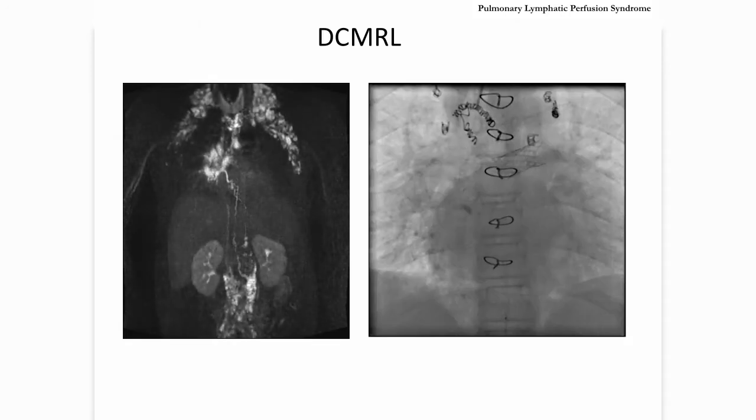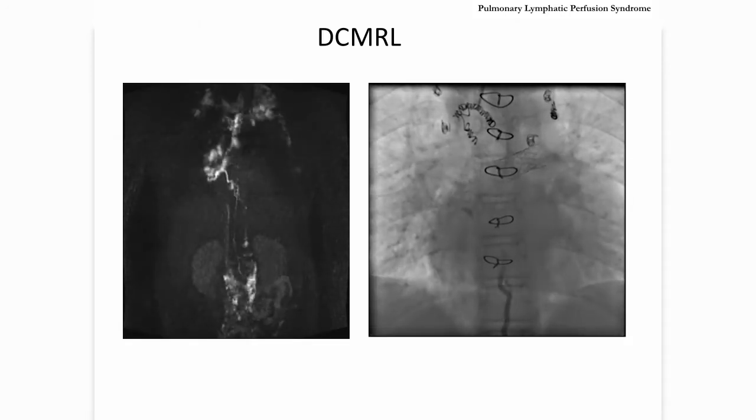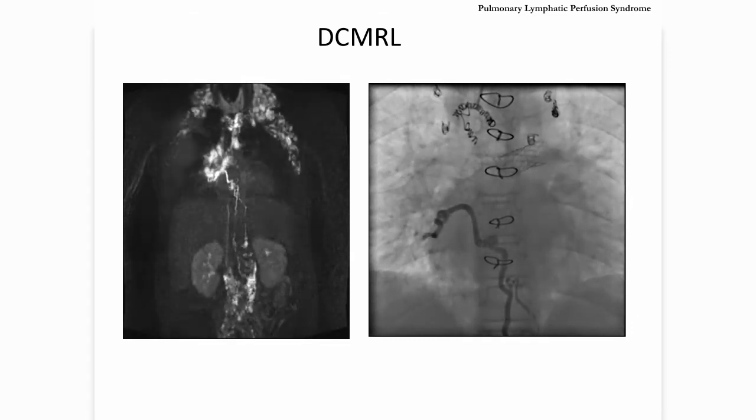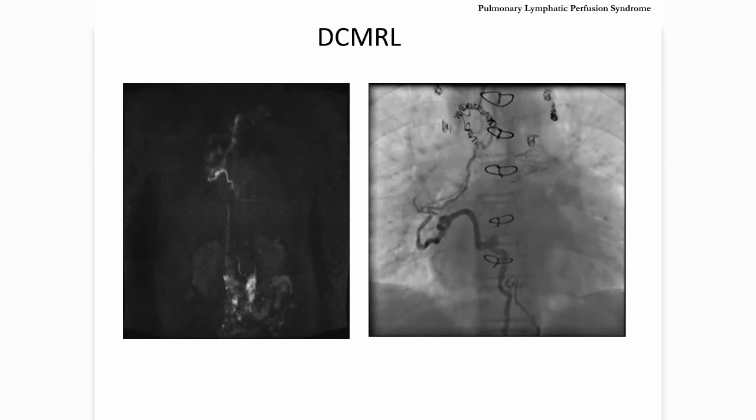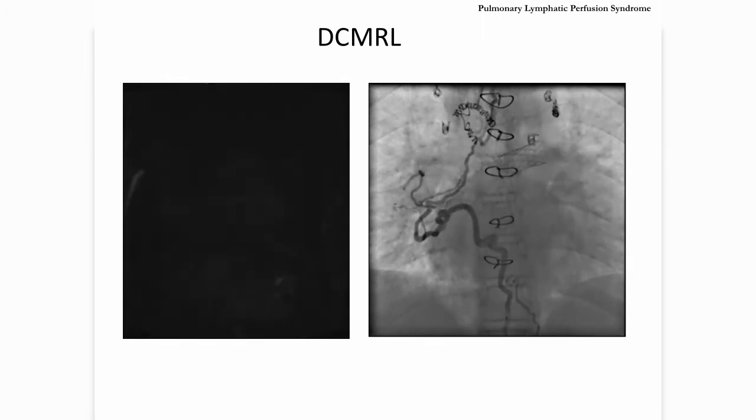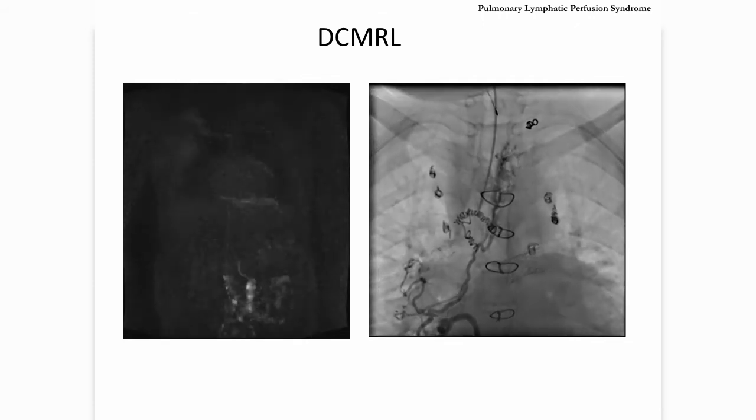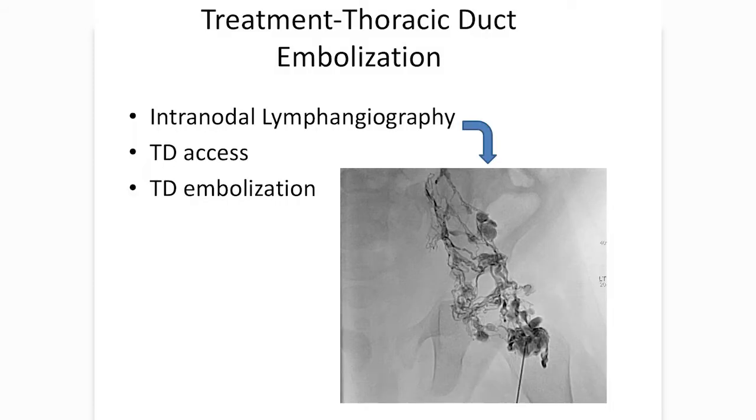So this is an MRI of a patient with plastic bronchitis. You can see the contrast, instead of going all the way up in the thoracic duct, actually goes into the lung, into the hilum of the lung. This is MRI and this is injection of the thoracic duct. What can we do about that?